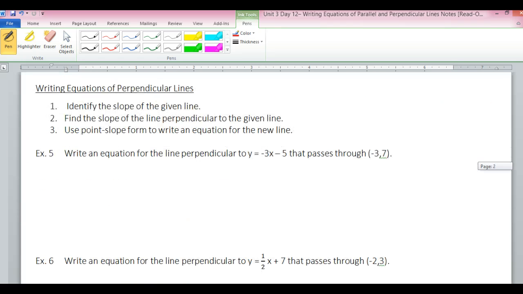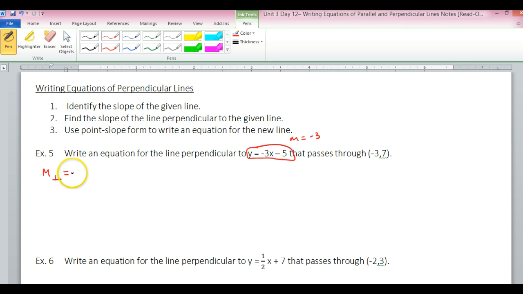Okay? Now writing equations of perpendicular lines. No different than what we just did a minute ago. Okay? The only thing we need from the given line is the slope. So write an equation for a line perpendicular to y equals negative 3x minus 5 that passes through (negative 3, 7). Well, the slope of this line is negative 3. So, the slope of the line perpendicular would be the opposite reciprocal of that.